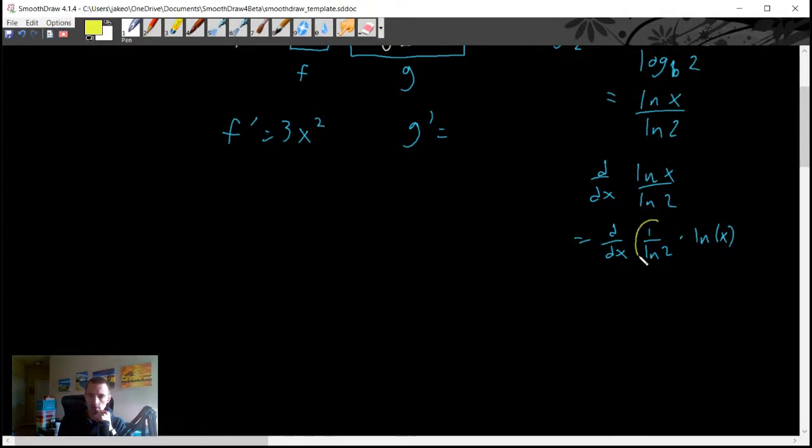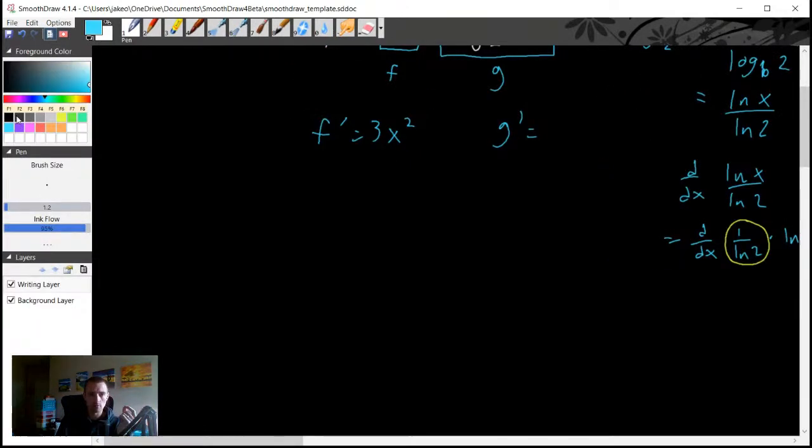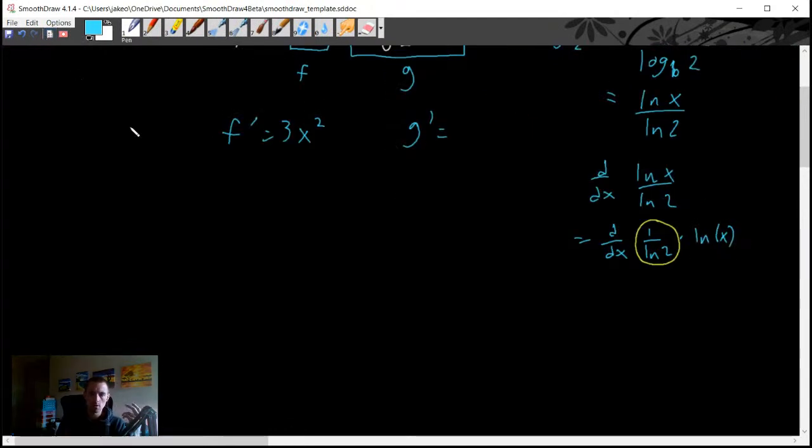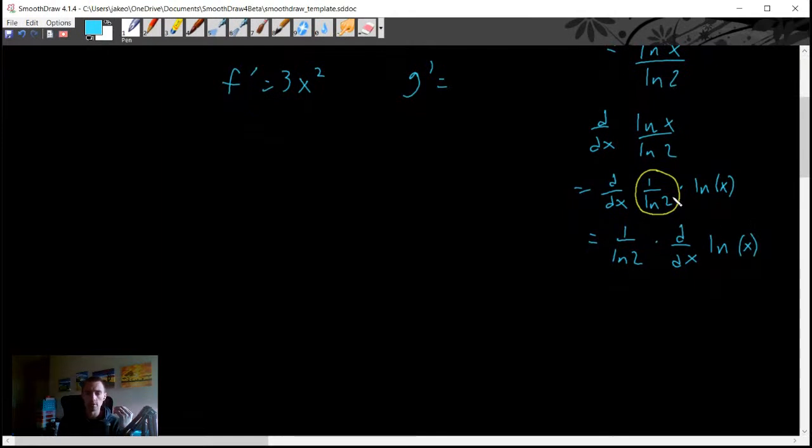1 divided by natural log of 2 could just be plugged into a calculator and we would get some decimal number. So the derivative of some constant times natural log of x would be the same as this constant, 1 over natural log of 2, times the derivative of natural log of x. That's just a property of taking the derivative of some constant times a function. It's the same as taking that constant times the derivative of that function. The derivative of natural log of x is one of the standard derivatives that you probably want to just memorize.